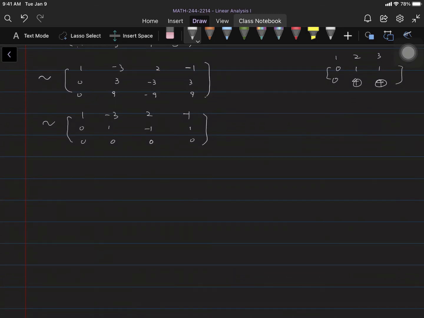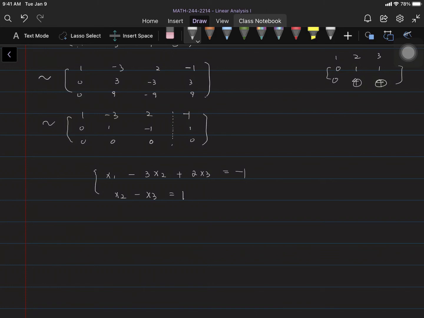Let's take a look at this linear system. What's the meaning? Let's take a look at the second equation and the first equation. The first equation means x1 minus 3x2 plus 2x3 equals negative 1. The second equation means x2 minus x3 equals 1. And the third row is a 0 row. It doesn't give us any information, right?